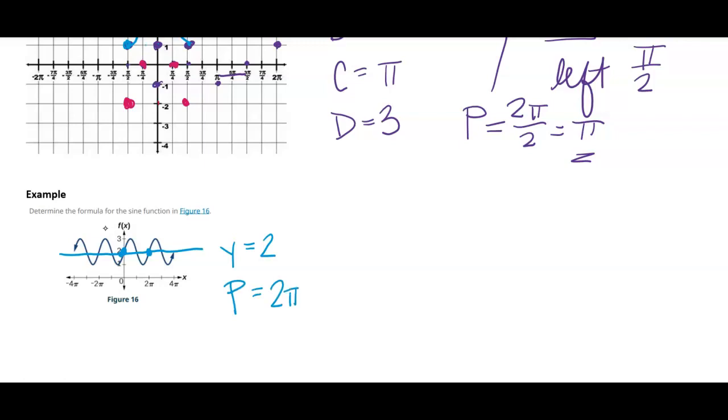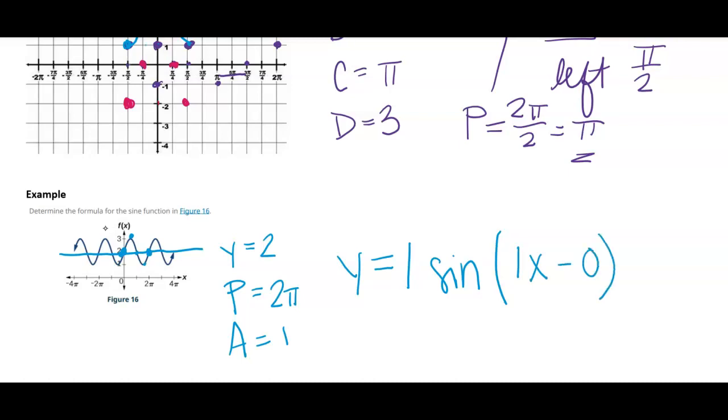And then it looks like my amplitude is 1. And it doesn't look like I have any shifts at all. So I would have 1 sine of, since my period is 2 pi, 1x, I don't have any shifts. And then I'm just going to add 2 like so.